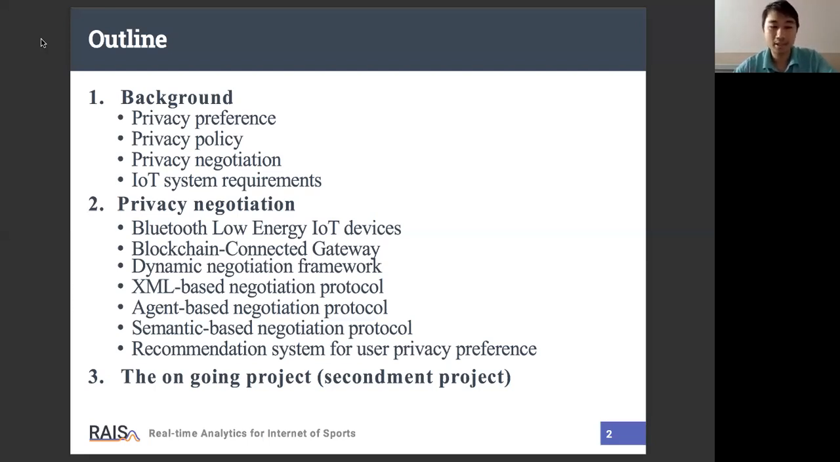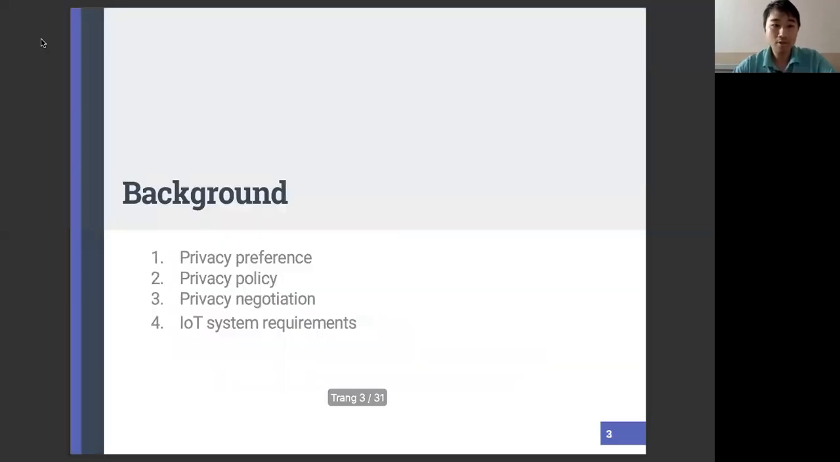Finally, let me introduce some key info of my ongoing projects. In the secondment project, I work with Chochos in UCY. We hope to publish this paper in September. So let us go into more detail in the first section.